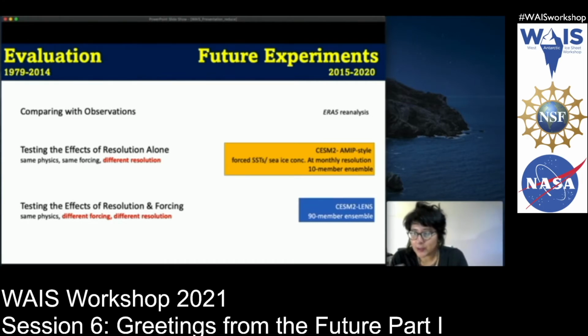I'll be comparing with ERA5 reanalysis, but then also using two versions of the coarser resolution CESM2 to tease out what is the effect of resolution alone versus what is the effect of resolution and forcing. I'll be using the AMIP style model results, which have forced SST and sea ice concentration identical to what ANSI is using. This is a 10-member ensemble. The other set of models I'll be using is the CESM2 LENS, which is a large ensemble of 90 members, but this is where ocean and sea ice are allowed to evolve freely.